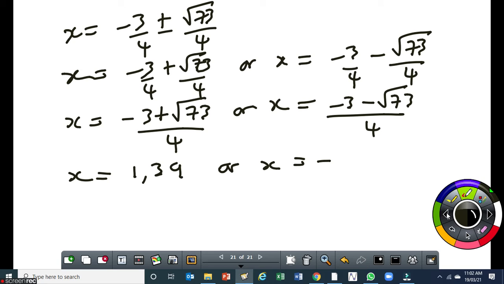Negative 2, negative 2.89. And then quadratic. Okay? So I use the method of completing the square.